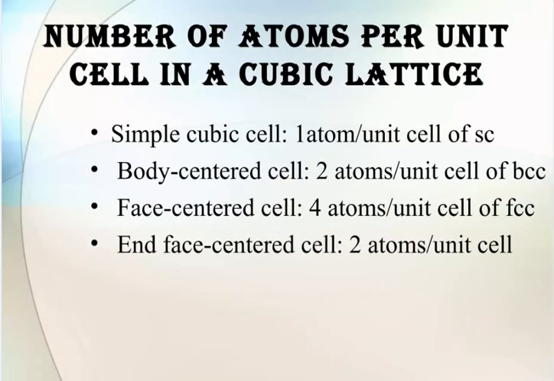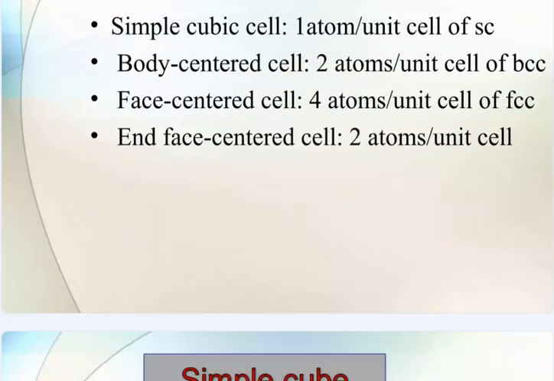Now, number of atoms per unit cell in a cubical lattice. Simple cube cell, 1 atom per unit cell, SC. Body centered cell, 2 atoms per unit cell, BCC. Face centered cell, 4 atoms per unit cell, FCC. In end face centered cell, 2 atoms per unit cell.